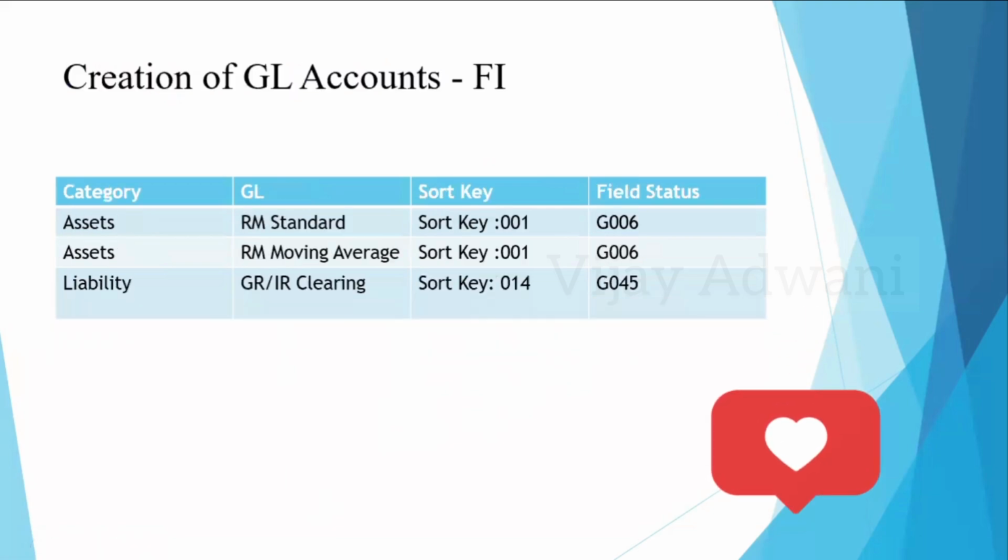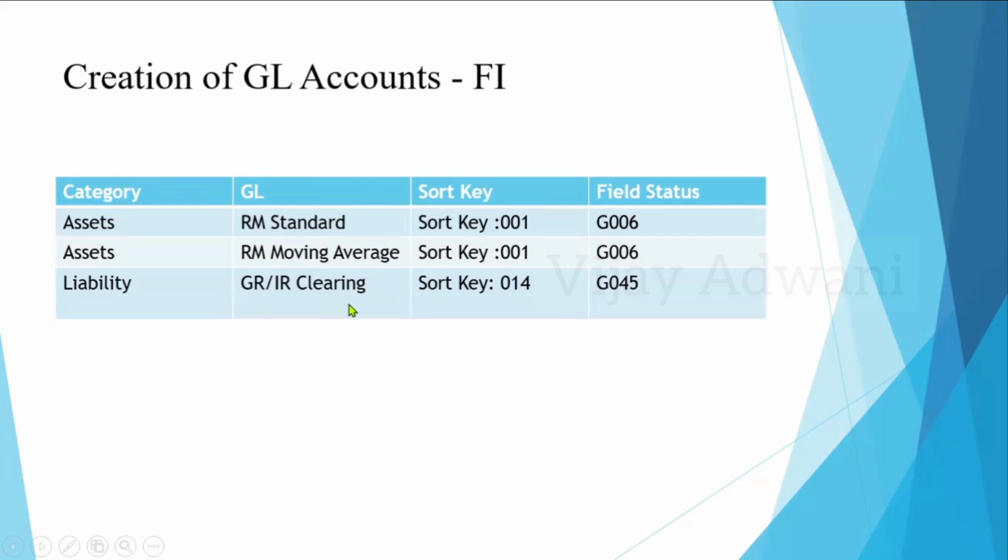Now, moving ahead, we need to create some GL accounts, which is a responsibility of an FI consultant. Now, what type of GL accounts are we going to create? In our case, we have two types of raw materials. One is raw material standard, which is going to be valued at the standard price. Another one we are going to create is raw material moving average, which will be valued at the moving average price. And the third one is the GRIR clearing account, as we discussed in our previous videos.